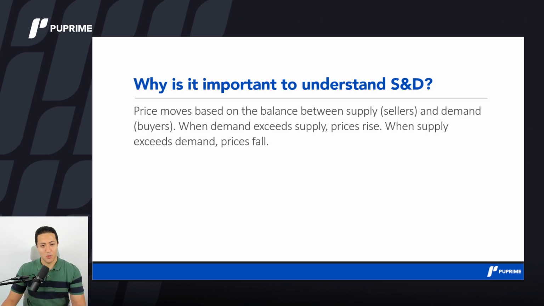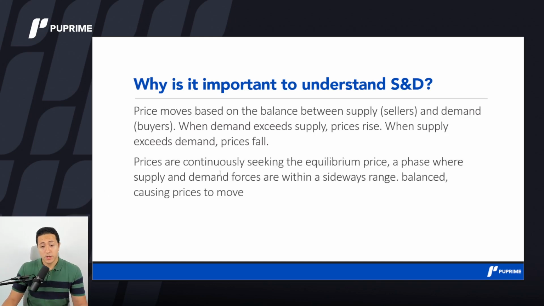So, why is it important to understand supply and demand? Because the shift of supply and demand is what actually moves markets. Not technical analysis, not supports and resistances, not even news, but how markets react to news. This is what creates the shift in supply and demand and makes price moves.